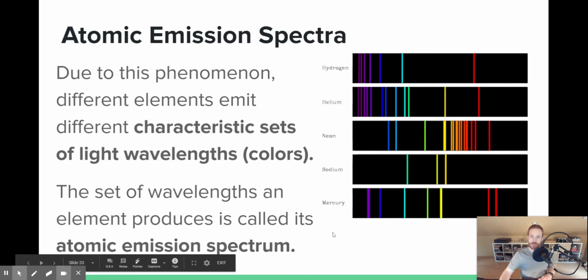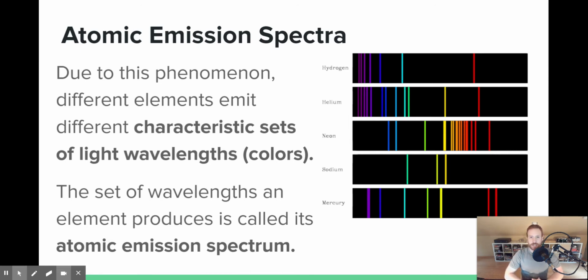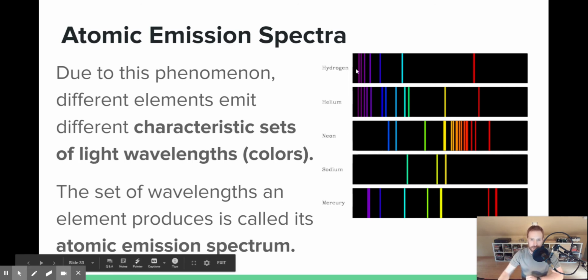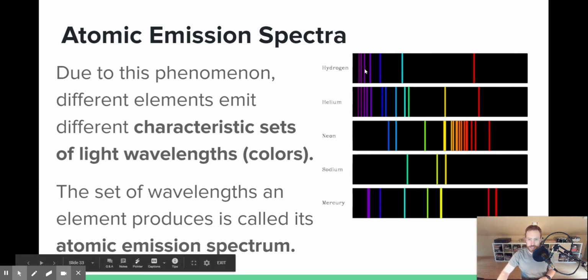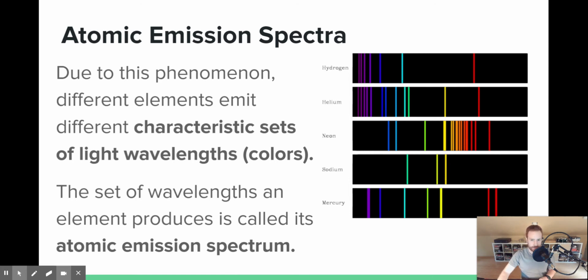Different elements, interestingly enough, have kind of different signature ways that they do this. And we call these signatures atomic emission spectra. So for example, let's take a look at hydrogen here. Hydrogen has a tendency for its electrons to jump up to excited states and then fall back down to ground states in a way that releases these specific wavelengths of light. Several wavelengths in kind of the purple range, a blue, a light blue getting towards green, and then a red wavelength. And hydrogen always does this.